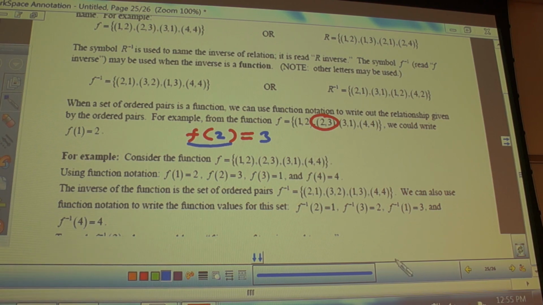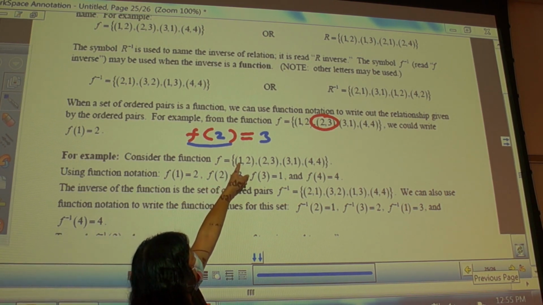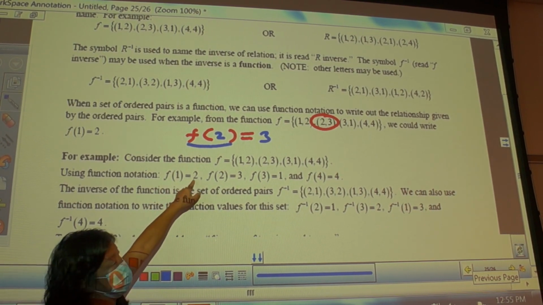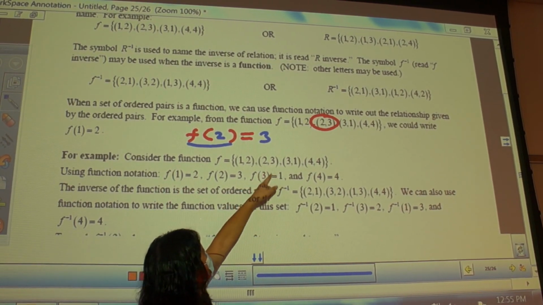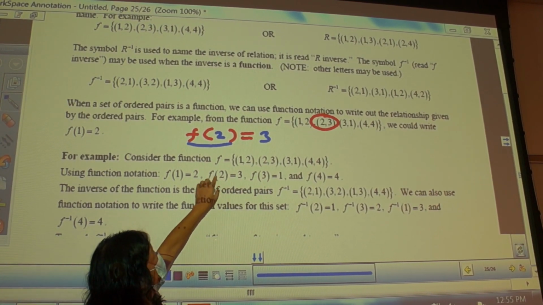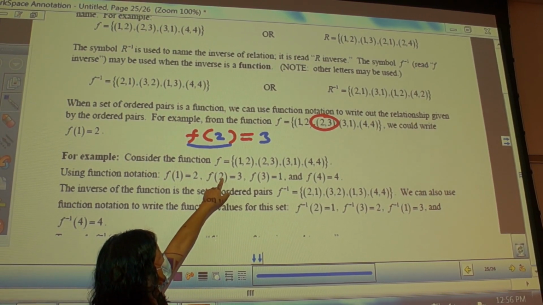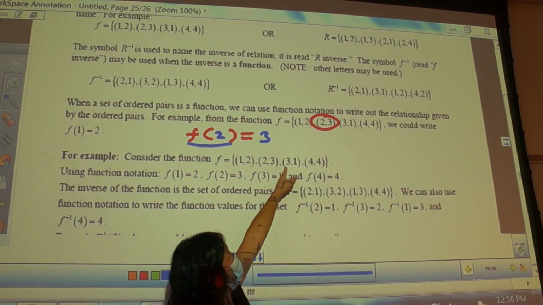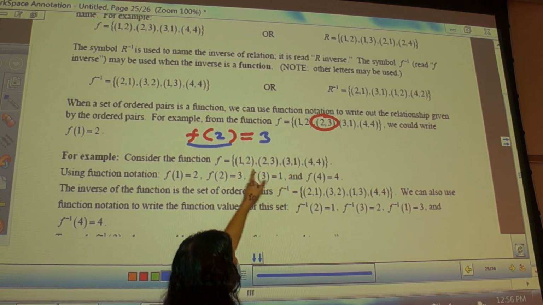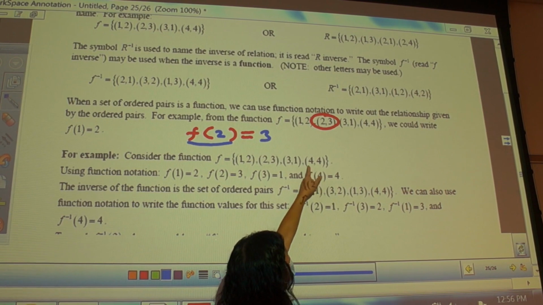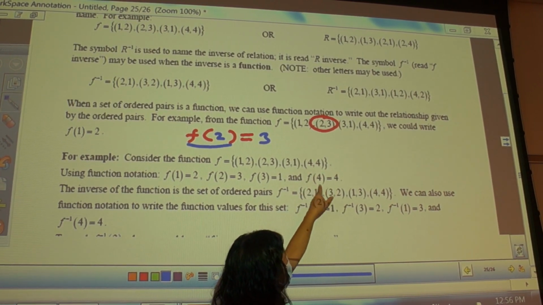So, for example, here's another function. You can rewrite it this way. X is 1, y is 2. When x is 1, f of 1 is 2. When x is 2, y is 3. So f of 2 is 3, because this is my y when x is 2. Here, 3 goes to 1, so I put 3 into the function, I get 1. Here, I put 4 into the function, I get 4. So f of 4 is 4.